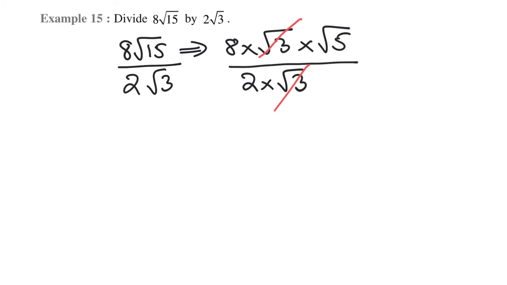And then 8 divided by 2 is how much? 2 1 times is 2, 2 4 times is 8. So I am left with what? 4 square root 5. That's my answer. So now do you get it, how we divide two irrational numbers? Let's learn simplification.